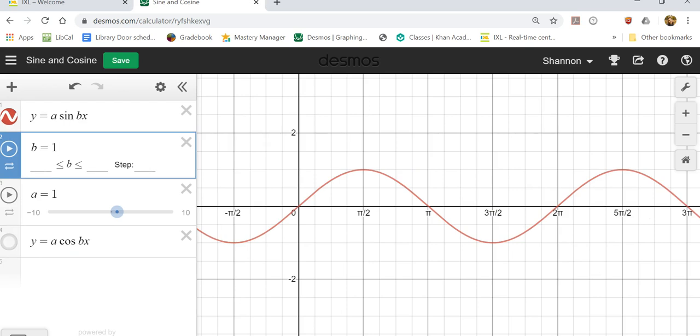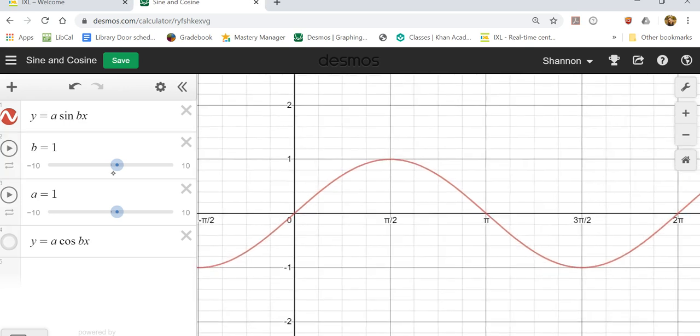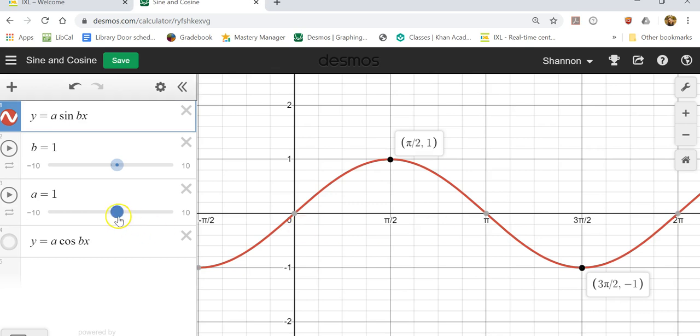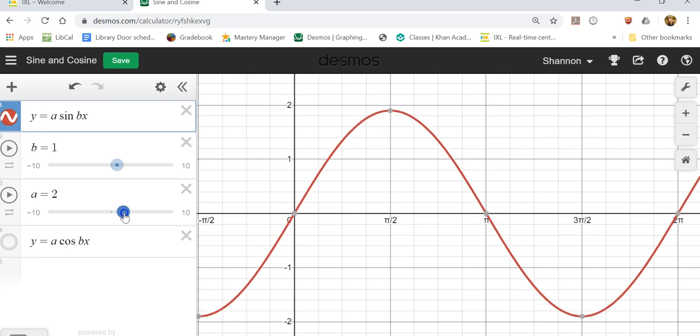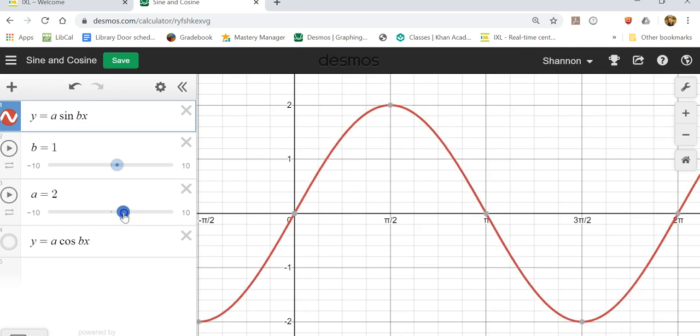Okay, so there's my original function. So now look at my a. A is 1. So my graph is only going up to a maximum of 1 and a minimum of -1. Okay, that's because that's the parent function with an a value of 1. But if I shift my a value, so I'm going to take my a and I'm going to increase it. Notice how it gets higher and lower. So now my maximum is at 2 and my minimum is at -2.